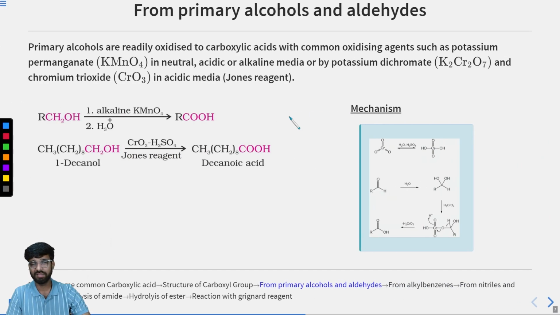coming to the reactions of the carboxylic acid, first we will start with the preparation of carboxylic acid. First we will start from the preparation that takes place from alcohol and aldehyde. So we can do it with the help of aldehyde also or alcohol also. So how do we do it? So for that, what are we doing here?